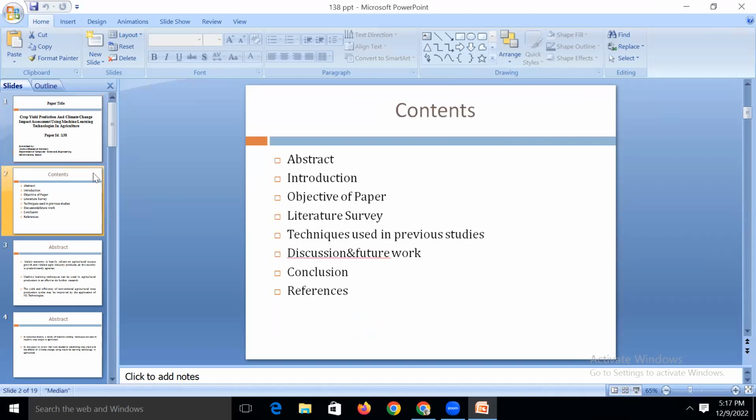The contents of my research paper are: abstract, introduction and objective of my paper, literature survey and techniques used in previous studies, discussion and future work, conclusion, and references.